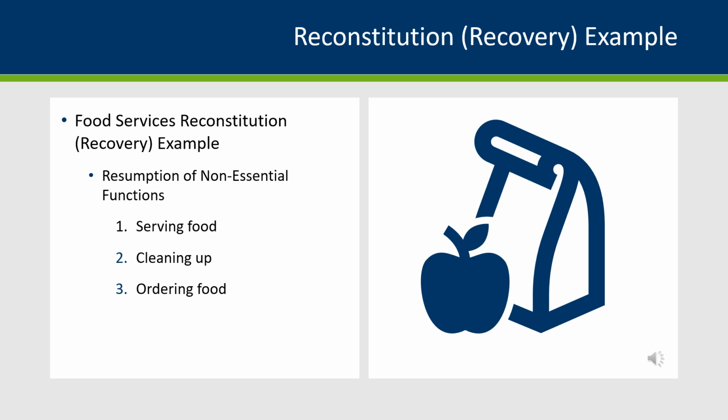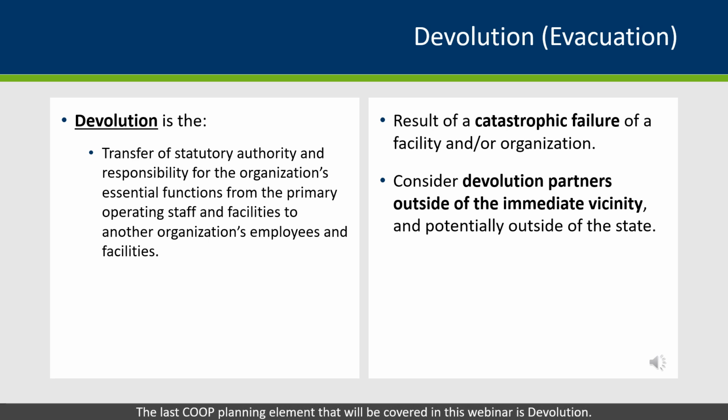The last COOP planning element that will be covered in this webinar is devolution. Devolution is the capability to transfer statutory authority and responsibility for the organization's essential functions from the primary operating staff and facilities to another organization's employees and facility. Devolution is the last resort for maintaining an organization's essential functions and typically is a result of a catastrophic failure. Many healthcare facilities have plans in place for evacuation, which could serve as or support the devolution planning process.